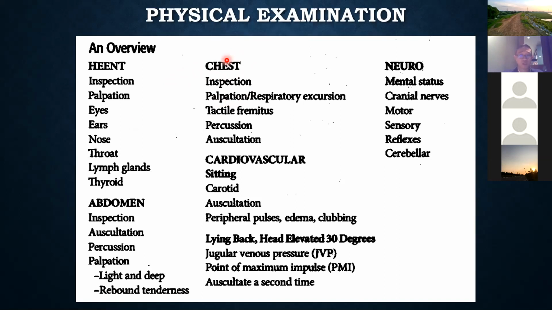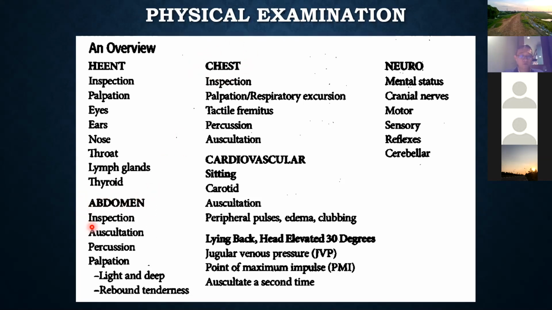For example, the patient has chest pain. Of course, we have to focus on the chest and the CV exam, or cardiovascular exam. If the patient has a headache, we focus on the neural part, okay? HEENT stands for head, ear, eye, nose, and throat, okay? And be careful with the order in the abdomen and in the chest.